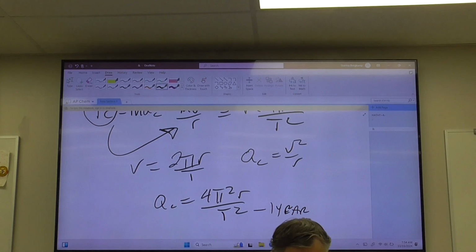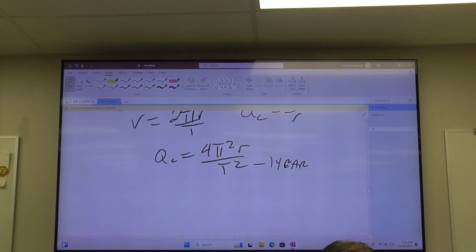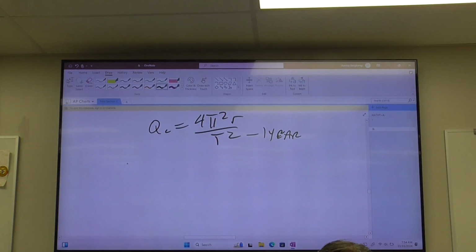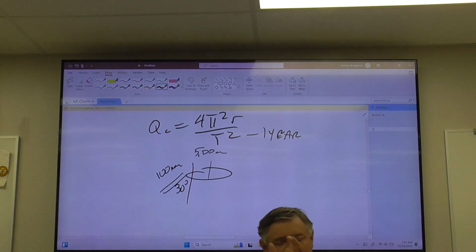Now, on number 10, let's talk about that one. Here's the centrifuge. There's your center. That test tube is in here like this, and this forms a 30-degree angle. The test tube is 100 millimeters long. So here's what you've got to do. The center of this thing is 5 centimeters, so that gets you to the edge of the test tube.